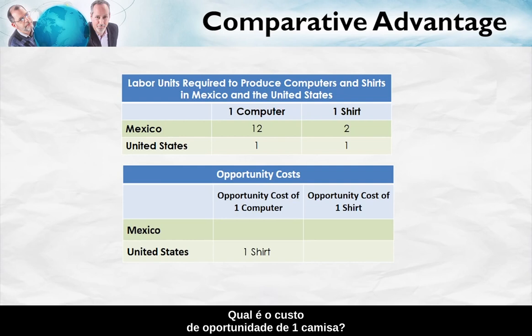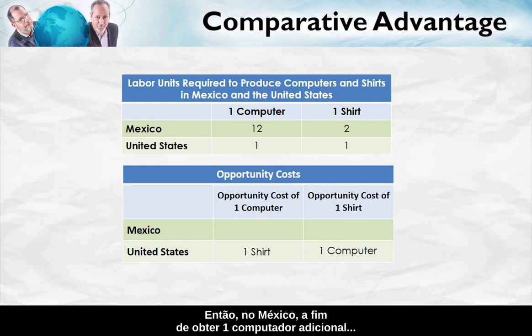Well, what's the opportunity cost of a shirt? Well, the opportunity cost of a shirt, what you're giving up to produce an extra shirt, is 1 computer. Okay. Slightly harder case. What's the opportunity cost of 1 computer in Mexico?